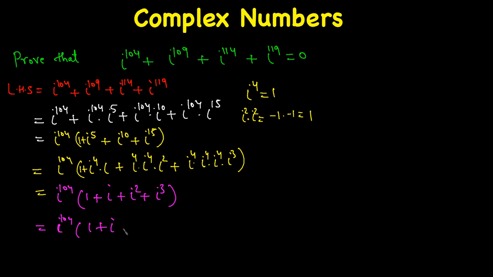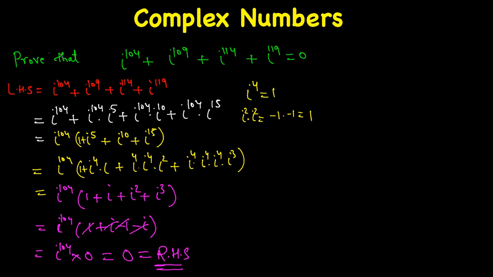So 1 plus iota, and iota square is -1. Instead of iota square I can write -1, and iota cube is negative iota. So we're going to cancel these out. This gives me iota raised to power 104 times 0, which is actually 0. And that is our right hand side. So hence the proof. And there is another method to solve this problem too.